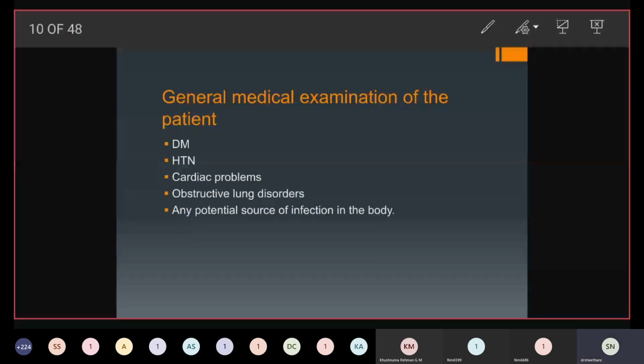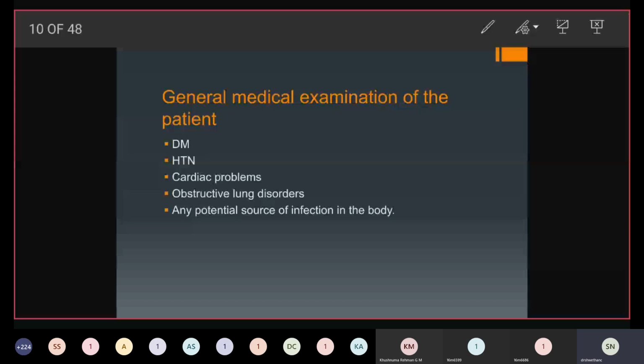And after that, before taking our patient for cataract surgery, we would like to do a general medical examination of the patient. We have to see if the patient is diabetic. If the patient is diabetic, then we have to see if his sugars are under control. If not, we'll have to bring his sugars under control. Then only can we plan for cataract surgery, because if sugars are uncontrolled, then there can be delayed healing of the wound. And because of that, again, there can be a chance of endophthalmitis and all that.